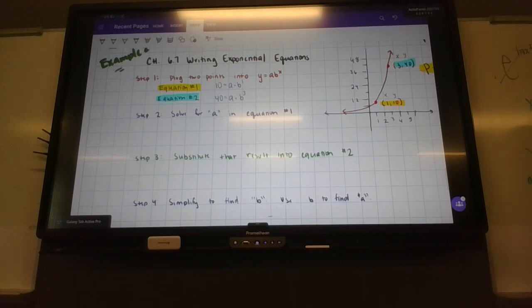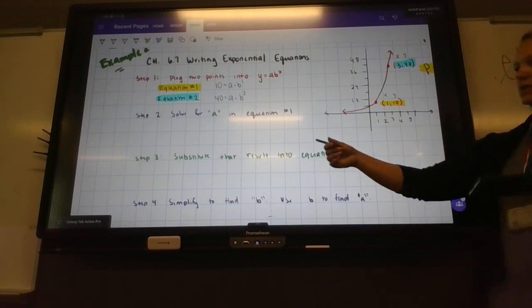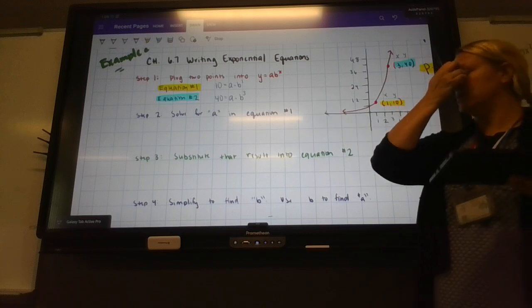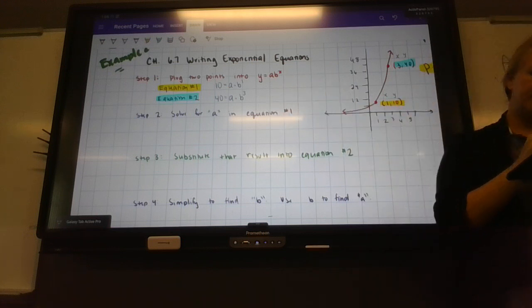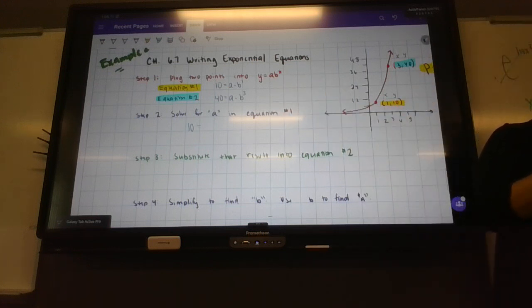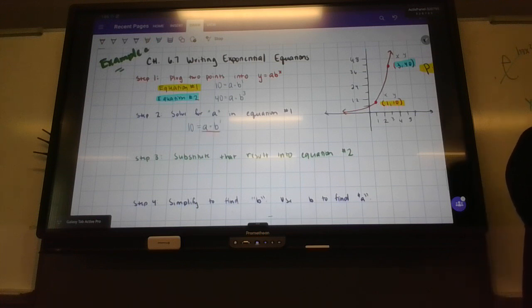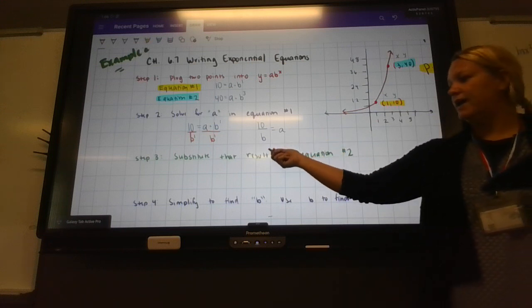On step 2, we're going to rewrite the equation to get a alone. So we're only going to look at that top one. 10 equals a times b to the first. Divide both sides by b to the first. And you have 10 over b equals a. And so we'll substitute that into equation 2.